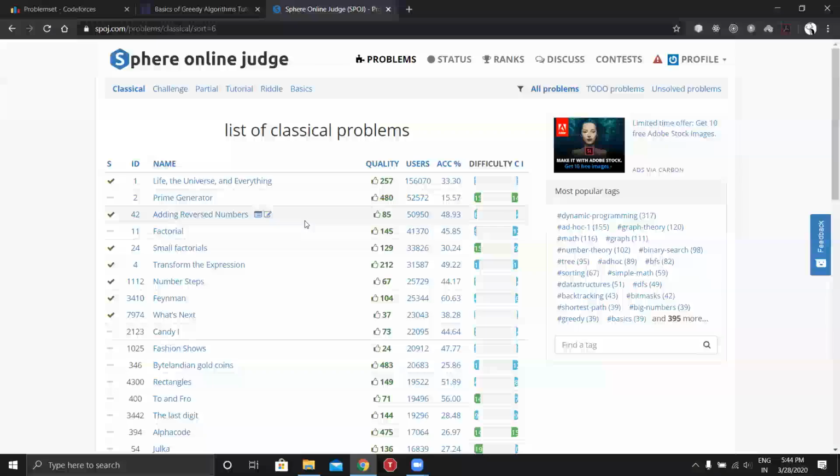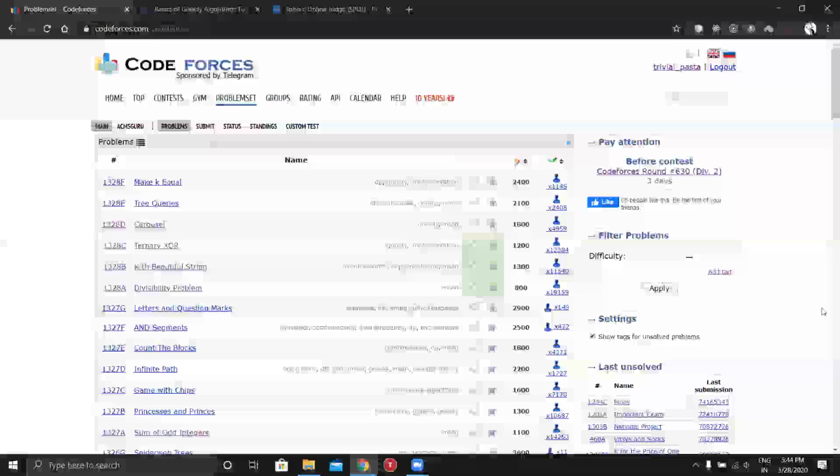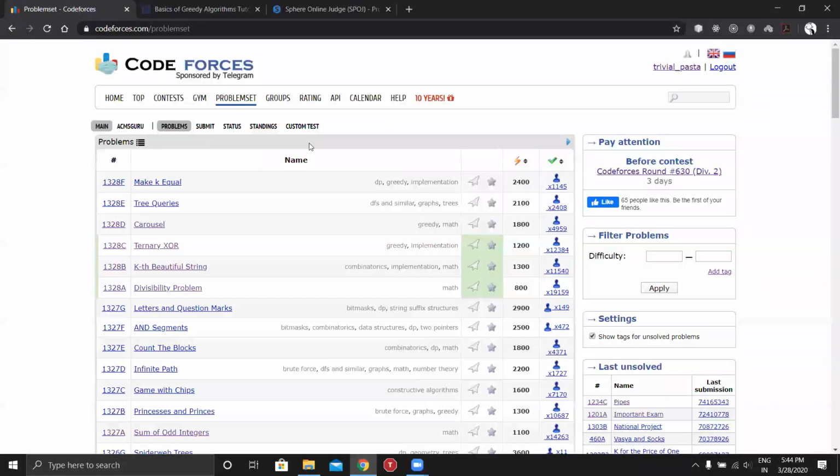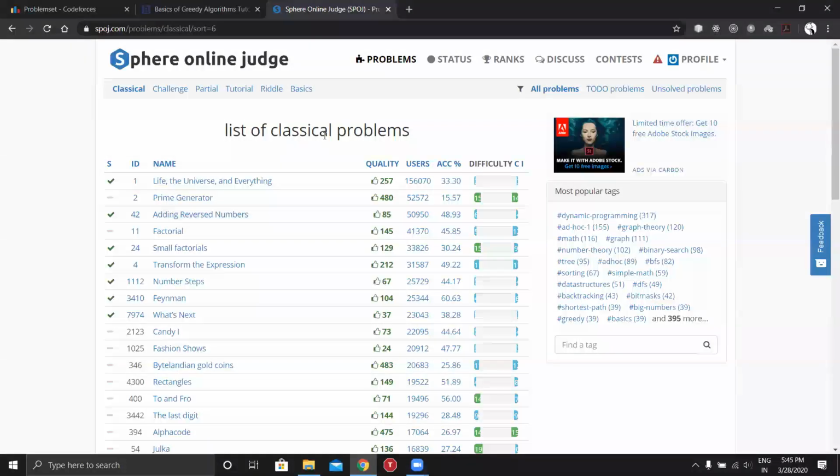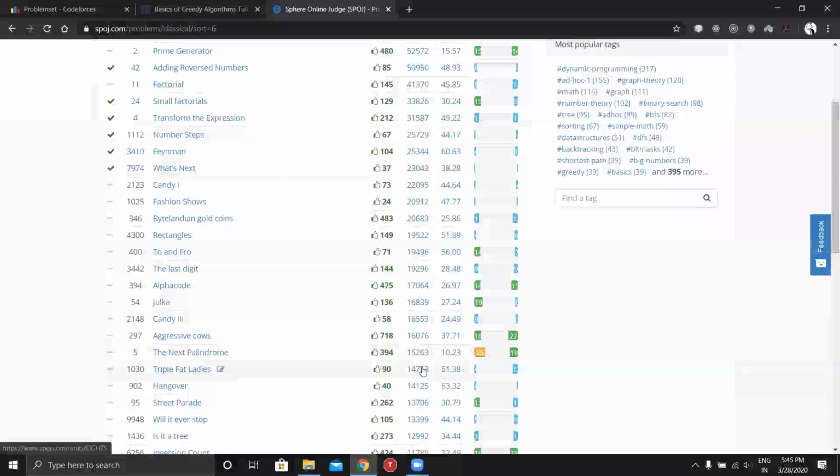First thing, Spoj has a lot more problems than CodeForces. It's a very old platform, but the competitions over here are very few. CodeForces conducts way more competitions than Spoj. So to practice, how I'd suggest you do it is just sort it by users. You click on users once, and it'll be sorted in the order of most solved problems.